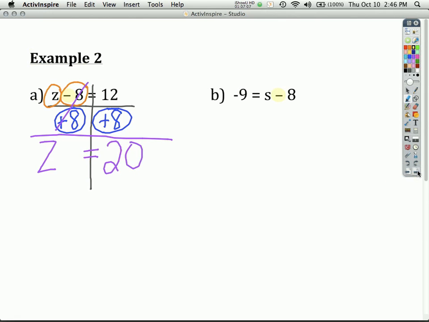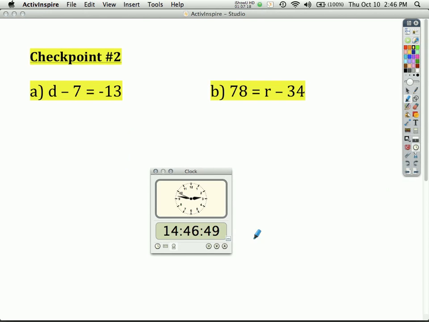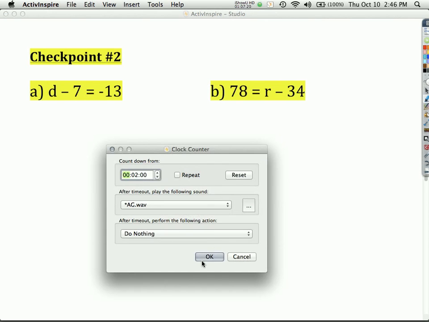Okay, I don't think we need to do part B because I think it's the same process, but I just want to make sure. So let's do a checkpoint number 2, and then I'm going to survey and see how we're doing. Checkpoint number 2, you got 2 equations, 2 minutes, no mental math.